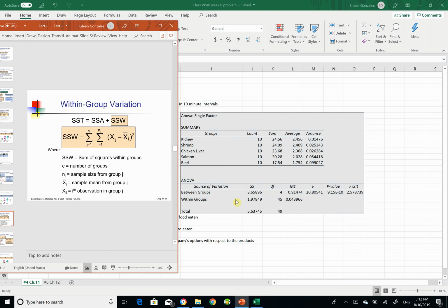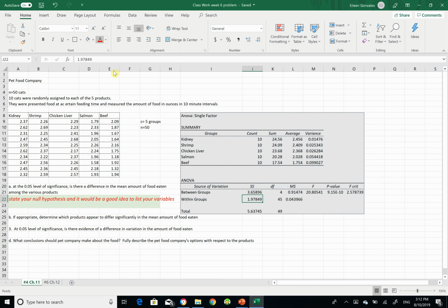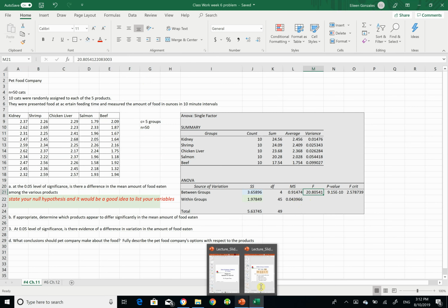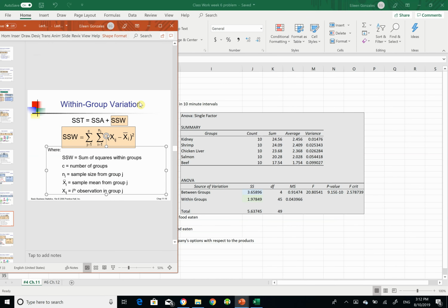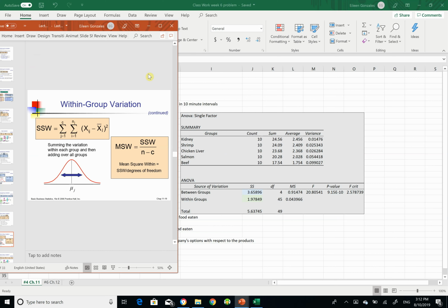And again, the more that you use Excel, the easier it gets to use, obviously. And the value that you're actually finding, which is your F value, you're taking this MSA and dividing it by the MSW. If you pull up your PowerPoint at the same time, you can see that your MSW is just the SSW, which is this guy right here, divided by this value, 45.